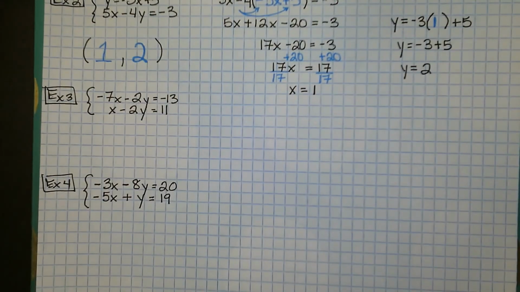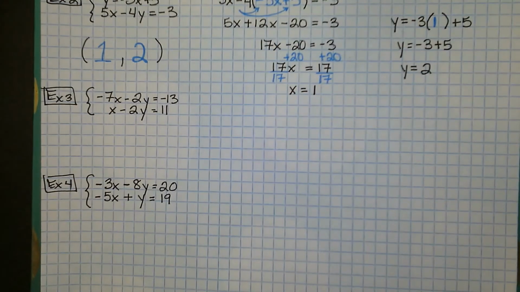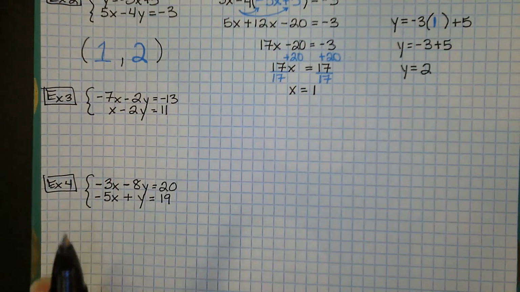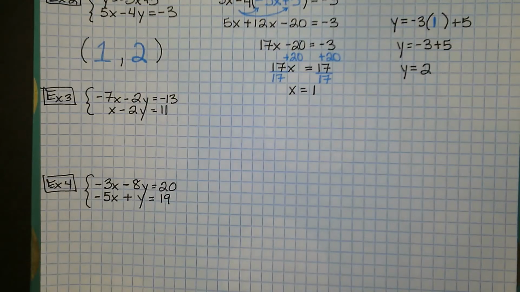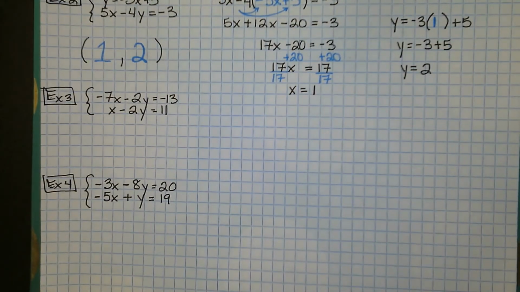For example 3, we're going to continue to follow our steps. The first step is to isolate one of the variables. Well, in this example, neither equation has already solved for a variable. So it's up to us to pick an equation and choose a variable to solve for. It does not matter which equation you choose, and it does not matter which variable you choose to solve for. It'll all come out to be the exact same thing in the end.